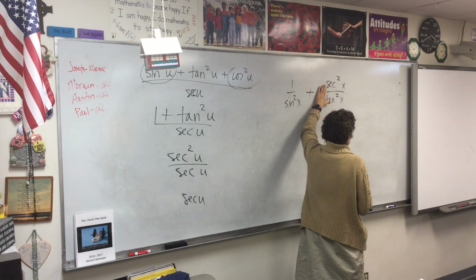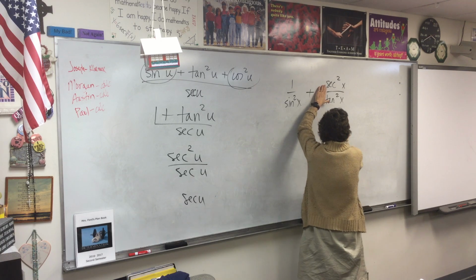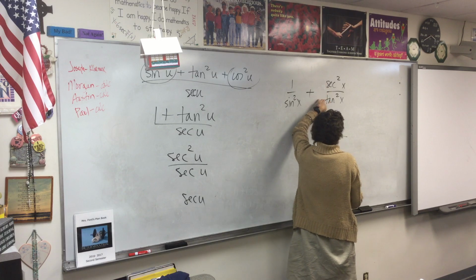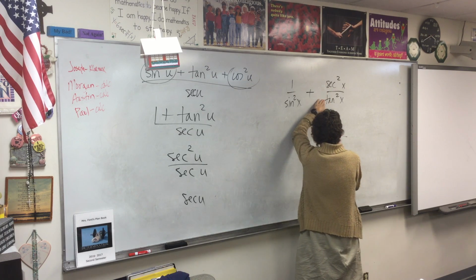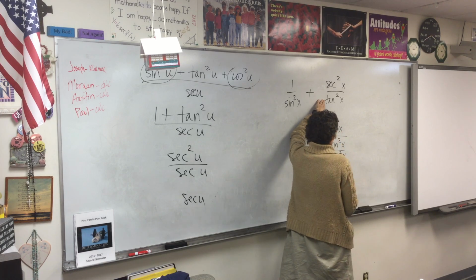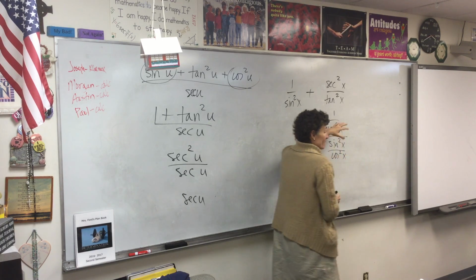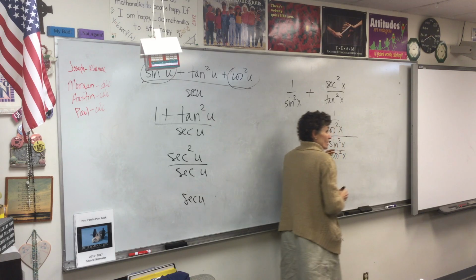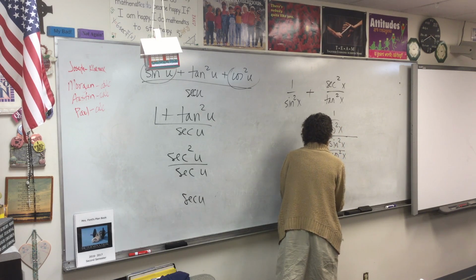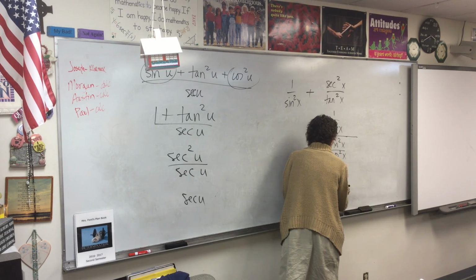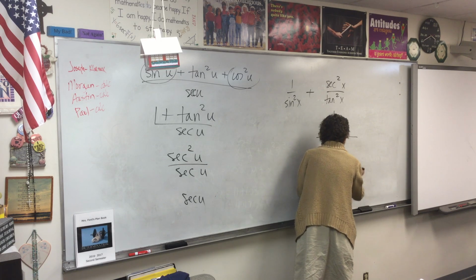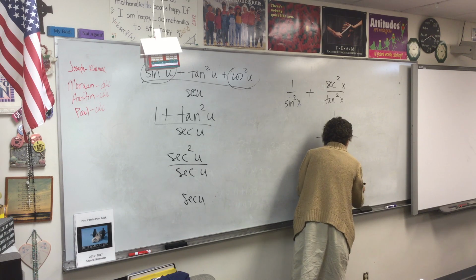So what's secant squared? 1 over cosine squared. And what is tangent squared? Sine squared over cosine squared. Could you multiply that? This is a big division, so when I divide fractions, I multiply by the reciprocal, right?